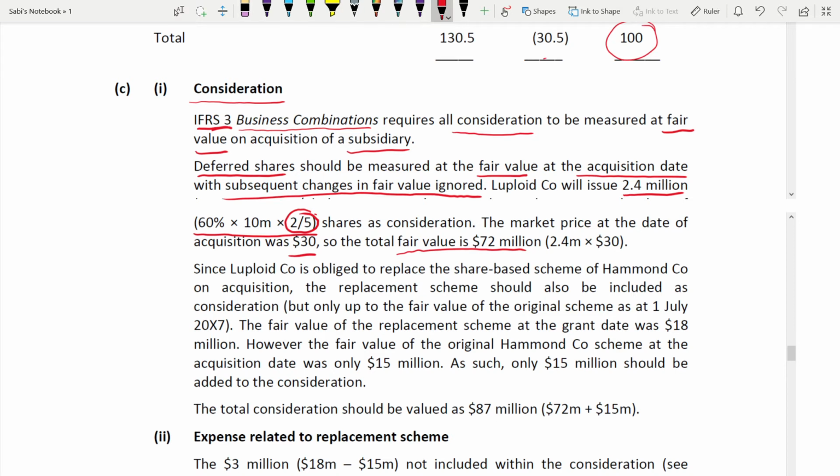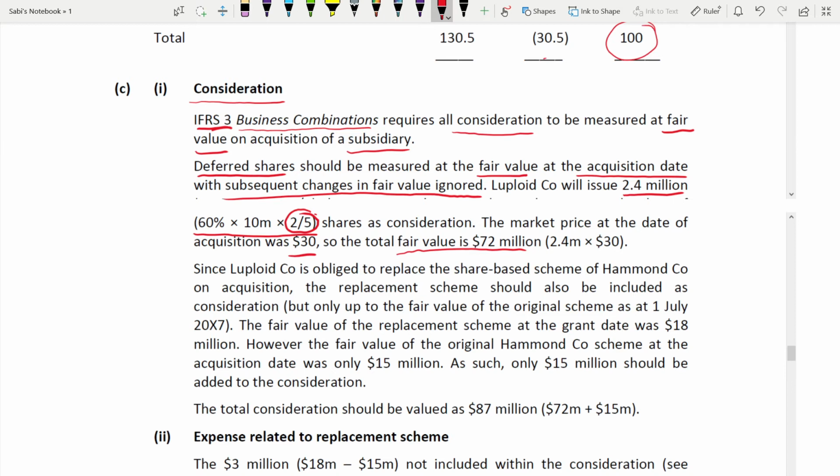since Luploid is obliged to replace the share-based scheme, now you have to talk. This is before replacing the share, by the way. That's why don't get confused. There are so many fair values of shares which are given. So that's why I showed you, to tell you that don't get confused. This is before replacing. Now you have to take after replacing.